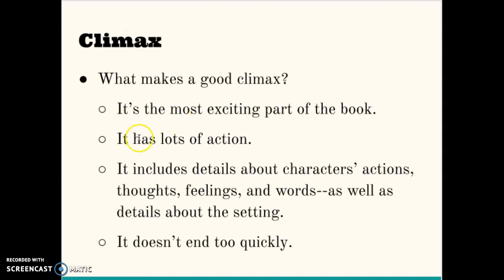So now that you've had time to think about this, it is the most exciting part of the book. It has lots of action. It includes details about characters' actions, thoughts, feelings, and words, as well as details about the setting, and it doesn't end too quickly. So basically you really need to know whether or not the problem will be solved at the end of this climax. So if it's not clear, you probably haven't come to the climax yet.